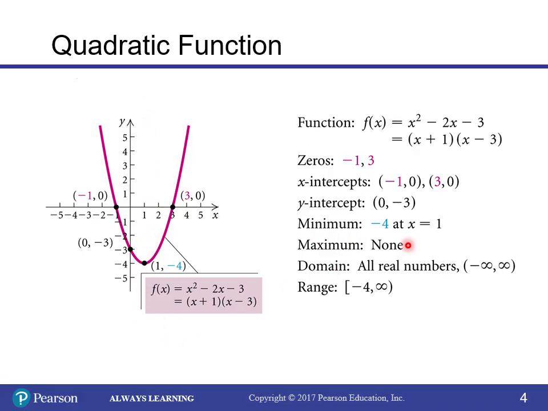There is not a maximum. And our domain is all real numbers, so from -infinity to +infinity. For our range, our lowest y value is -4, and it's included, so we use the square bracket all the way up to +infinity. Those are some of the things that we would look at for these functions.